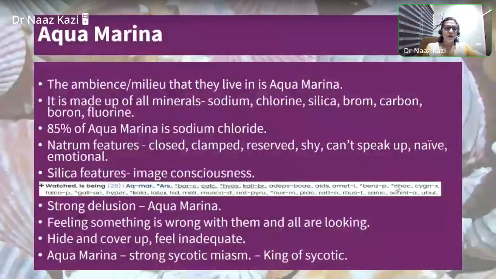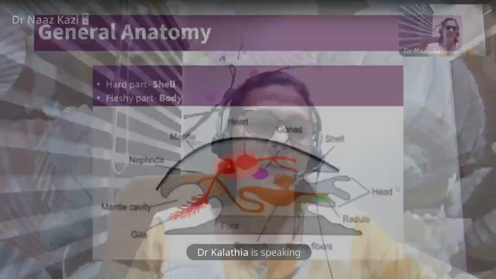Now, let us see the anatomical structure. This is a generalized anatomical structure of the mollusk. I hope I'm not very fast. My pace is right. Is it, sir? Yeah, perfect. Okay, sir.